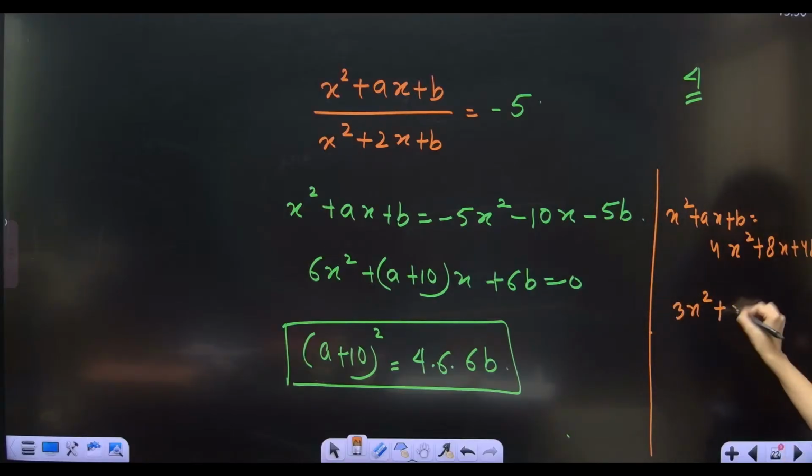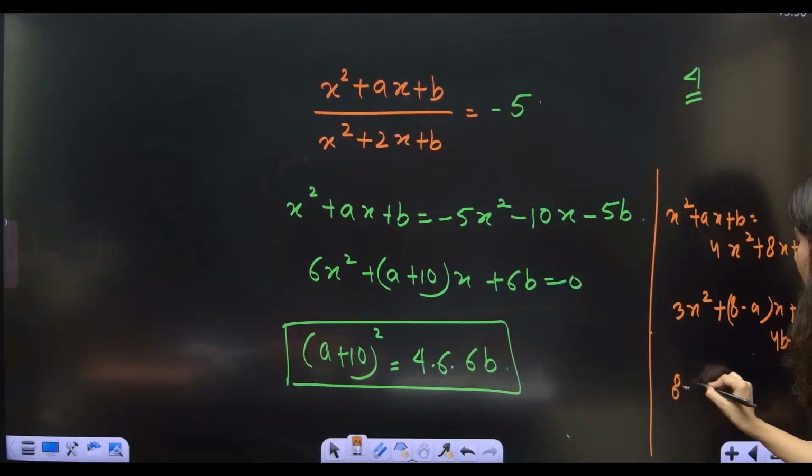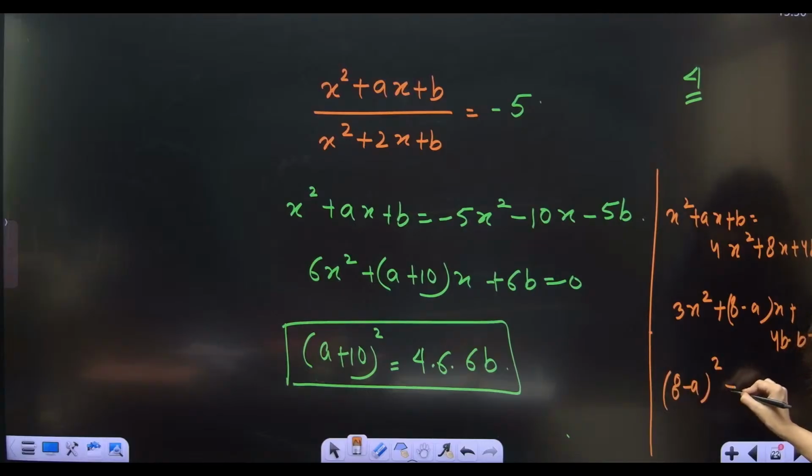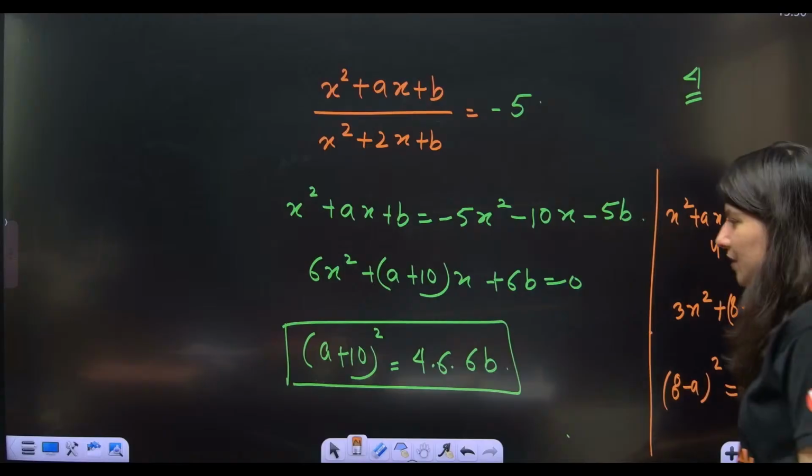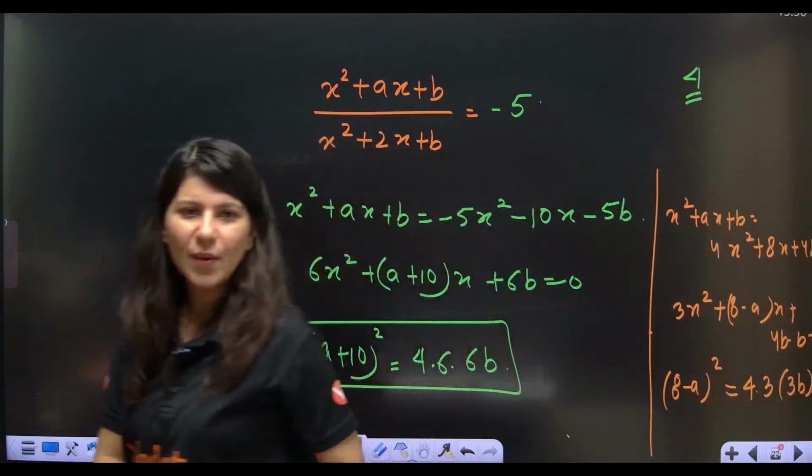3x square plus 8 minus a x plus 4b minus b is equal to 0. So again 8 minus a whole square is equal to 4 into 3 into 4b minus b. 4b minus b is 3b, no? 3b. So yes, two equations again. Two equations, two unknowns. Now I think we can do it.